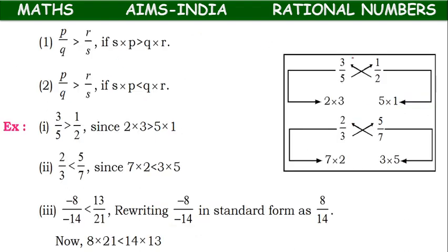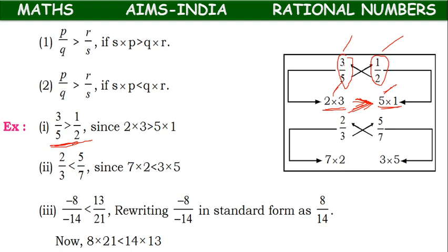Suppose here you have 3 by 5 and 1 by 2. So 3 times 2 is 6. 5 times 1 is 5. So 6 is greater than 5. So what can you tell, children? As 6 is greater than 5, the first product is greater than the second product, so the first rational number is greater than the second rational number.